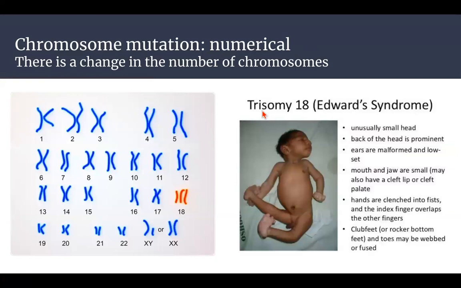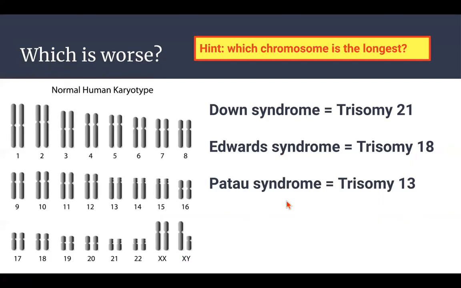So this is a trisomy 18. So Edward syndrome is when you have an extra chromosome 18, and you can see that the baby is more deformed than a Down syndrome baby. And I have a question for you. Which is worse, Down syndrome, Edward syndrome, or Patau syndrome? So one is a trisomy of the number 21 chromosome. The other one is trisomy 18, so chromosome number 18 having an extra copy. And then Patau syndrome is when you have a trisomy 13, which is an extra chromosome 13 right there.